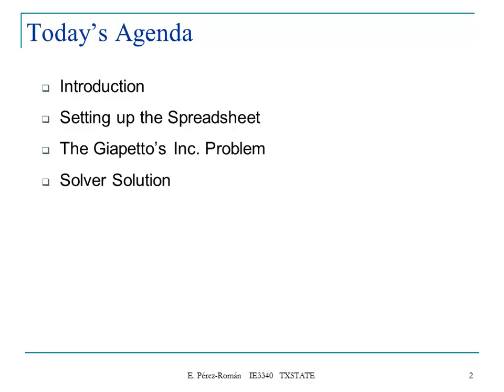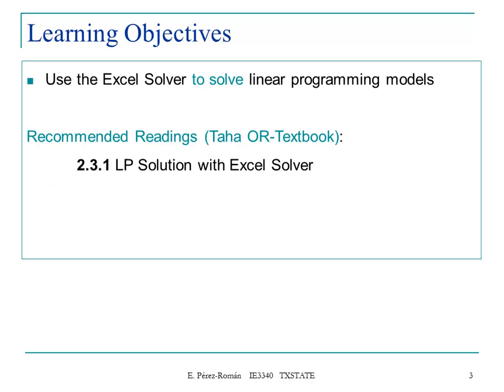But before you use the Solver, you need to set up the spreadsheet in order to be able to use it. And we're going to use the Giapetto problem as an example, and then we're going to find a solution for these problems. So the learning objective is to learn how to use the Excel Solver to solve linear programming models, and the recommended reading, if you want to follow or read your textbook, is section 2.3.1.